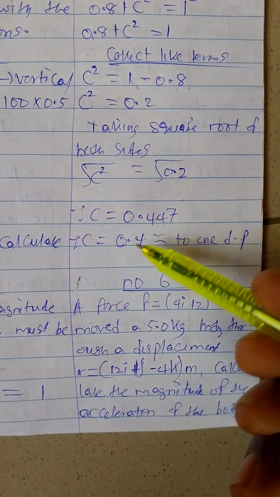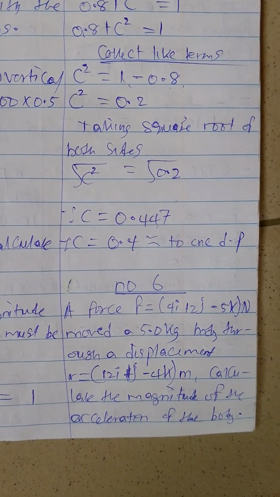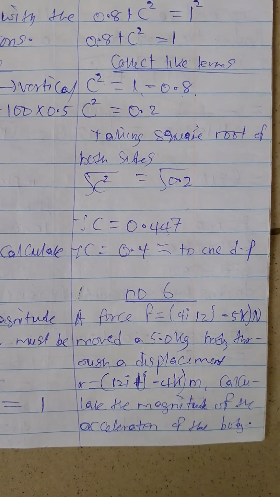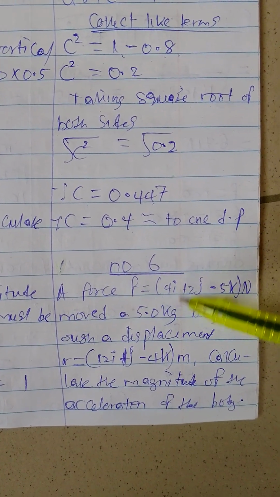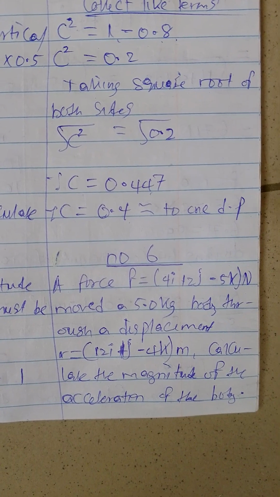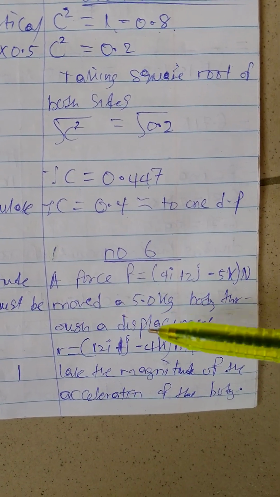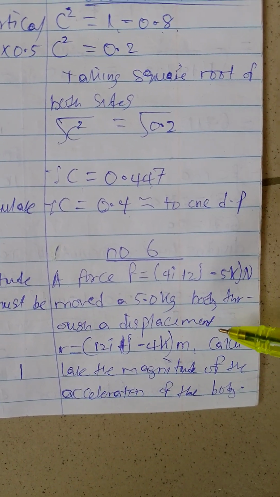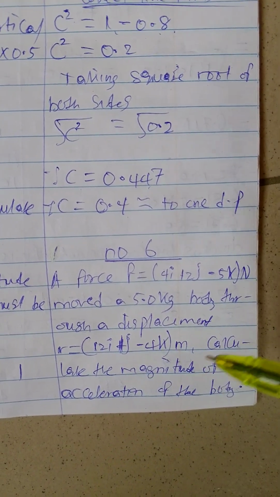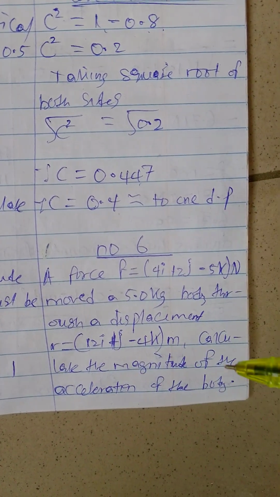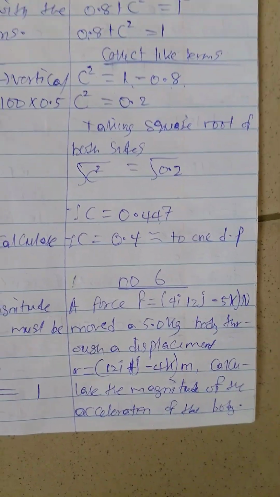Now therefore c is equal to 0.4, approximated to 1 decimal place. Now number 6 says that a force F is equal to 4i plus 2j minus 5k Newton moved a 5.0 kilogram body through a displacement of r equals 12i plus j minus 4k meter. Now calculate the magnitude of the acceleration of the body.